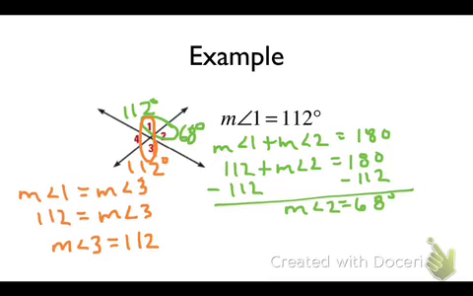Okay? And then for angle 4, we can do something very similar. We can either use vertical angles and say that 4 and 3 are vertical, or we can say that, that's right, 3 and 4 are a linear pair. Either way, we're going to find out that angle 4 must be 68 degrees.